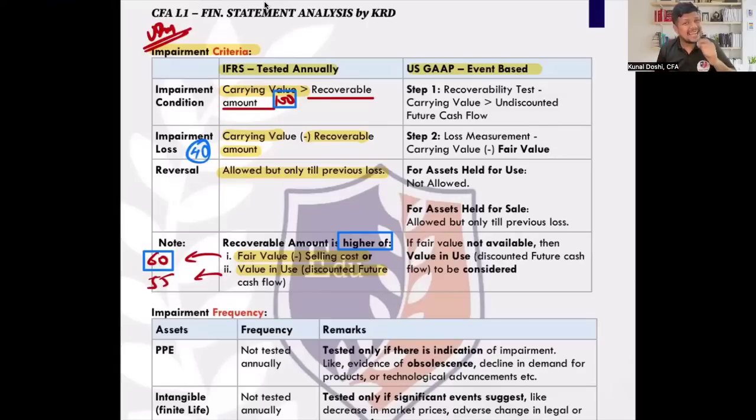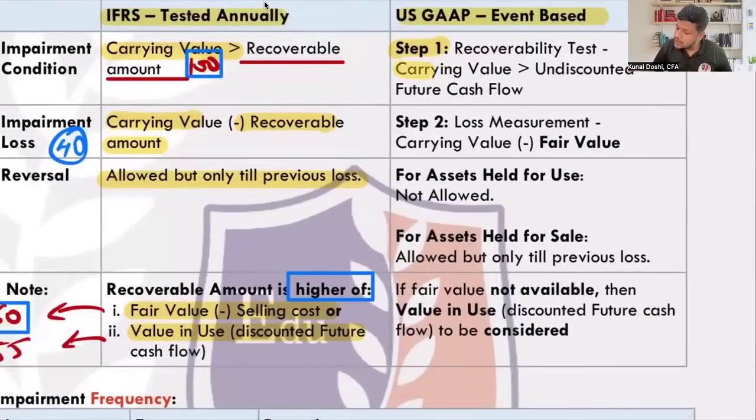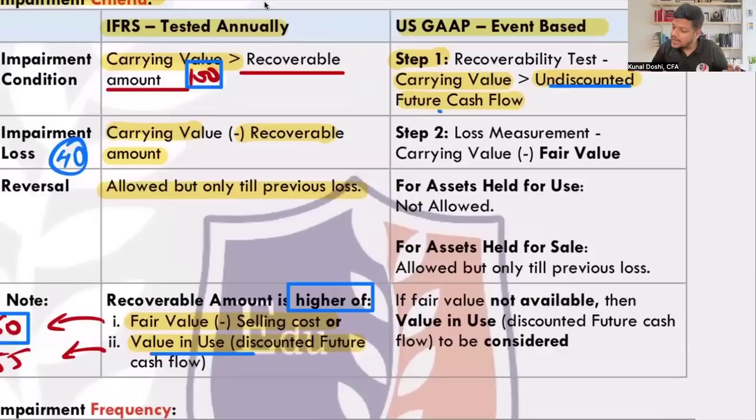US GAAP has a slightly different approach. In US GAAP, instead of directly saying carrying value and recoverable amount, they have a two-step process. Step one is called the recoverability test, where you compare the carrying value with undiscounted future cash flow, not discounted. If they were discounted, it would be value in use. Value in use is discounted. They say undiscounted, without time value of money. This number will be provided to you.